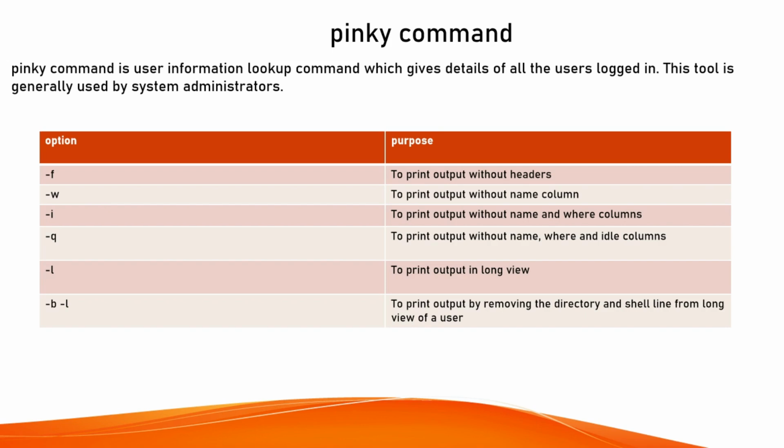-l basically stands for the long view, and it helps us to print the output in that format. Along with -l, you can use -b option as well, and that's basically used to print output by removing directory and the shell line from long view of a user. We will see that in our demo session.